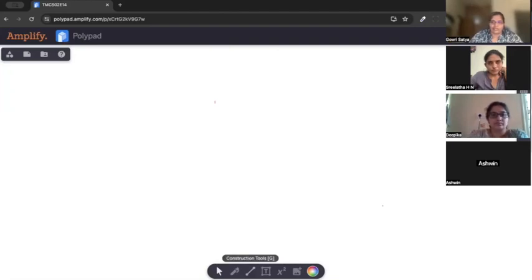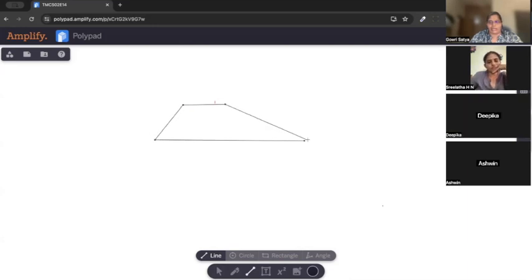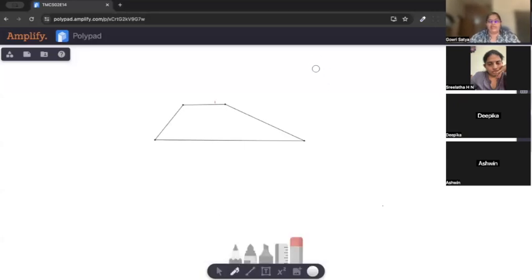So just draw any random trapezium. Random trapezium. All right. My claim is that the line segment joining the midpoints of the parallel sides, and the diagonals are concurrent.